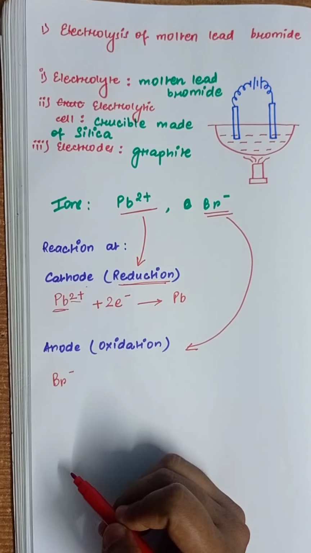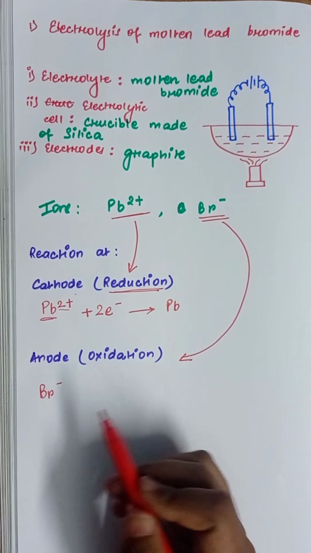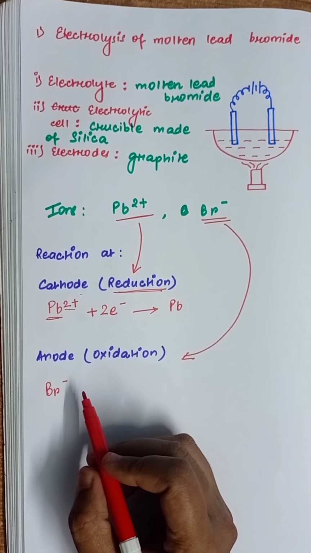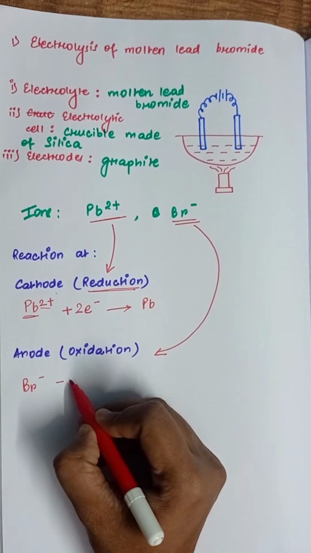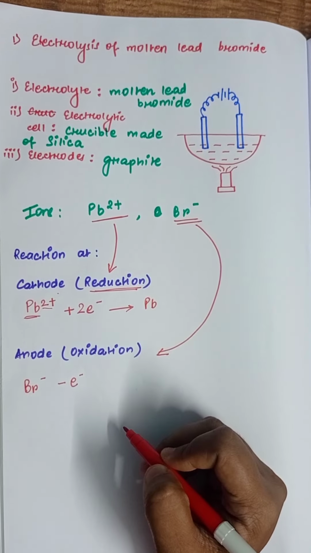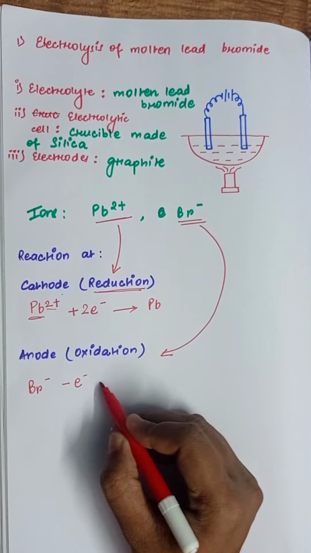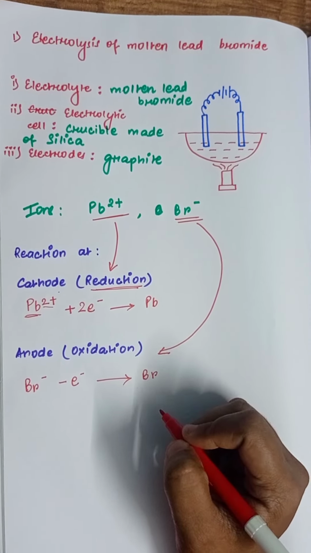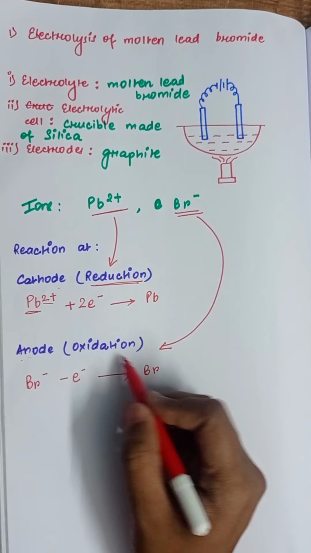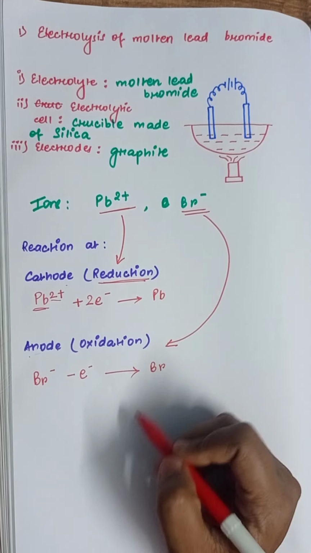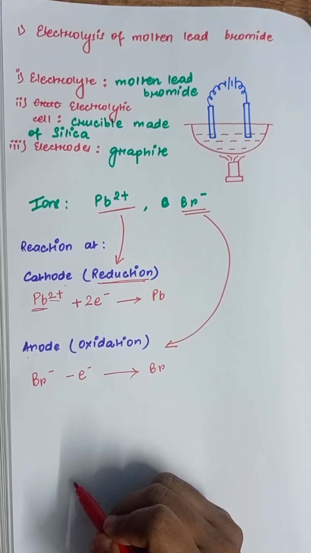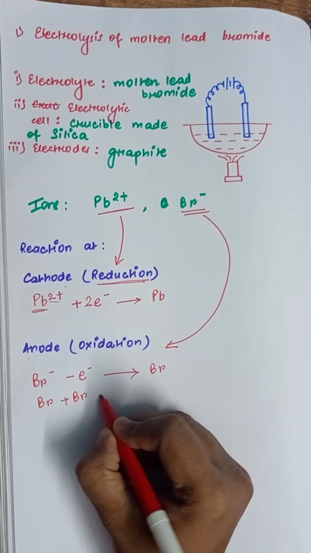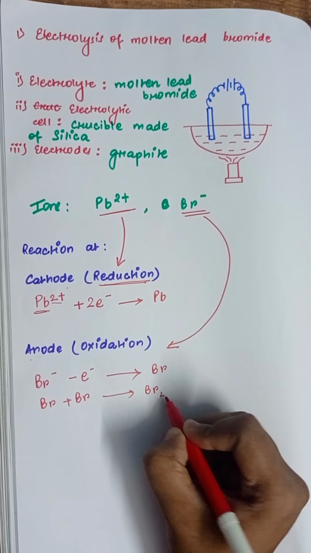Since electrons are added, that means it is reduction. Now in the case of bromide ion, it has Br minus, a negative sign. That means it has 1 extra electron. That means it has to lose this 1 electron in order to become a bromine atom. So it will lose 1 electron and get converted into Br. Loss of electrons means oxidation. So see, in the anode oxidation occurs. But bromine is a diatomic gas. It cannot exist in this form. So a bromine atom will react with another bromine atom and form Br2.